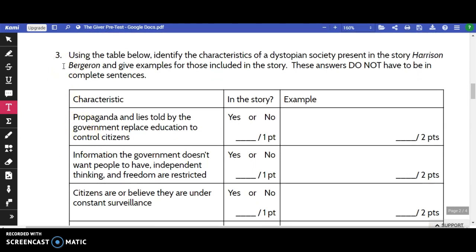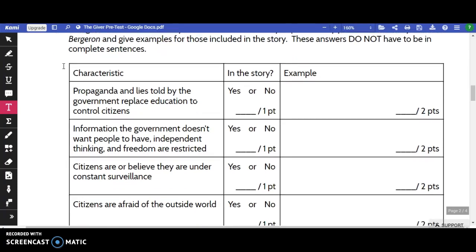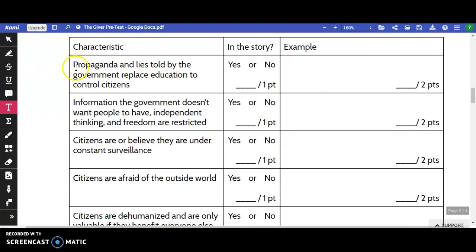Question 3. Using the table below, identify the characteristics of a dystopian society present in the story Harrison Bergeron and give examples for those included in the story. These answers do not have to be in complete sentences. The first characteristic is propaganda and lies told by the government replace education to control the citizens. Is it in the story? If it is, circle yes. If it isn't, circle no. If you circle yes, give an example from the story.